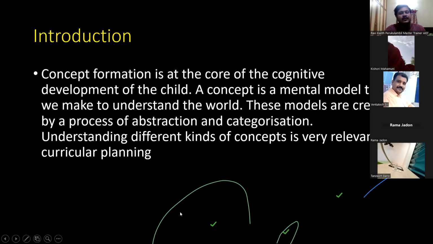Understanding different kinds of concepts is very relevant for curricular planning. So we should understand what the different types of concepts are that we have got. Only if we understand can we plan the curriculum in our hand properly so that we can come up with very good teaching learning sessions in the class.